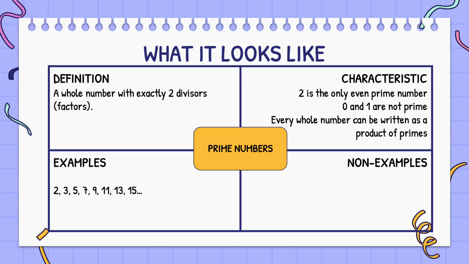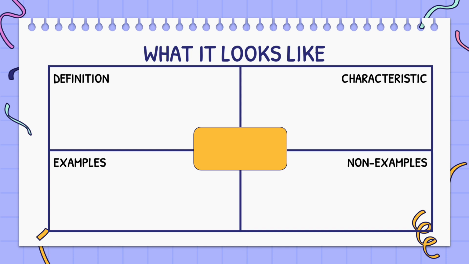And then some non-examples. You can just go on and on because they're numbers. But some non-examples would be 1, 4, 6, 8, 10, 12, 14, 16, 18, 20, 22, 24. I feel like an excited grade 2 counting by 2s here. Those are not prime numbers.